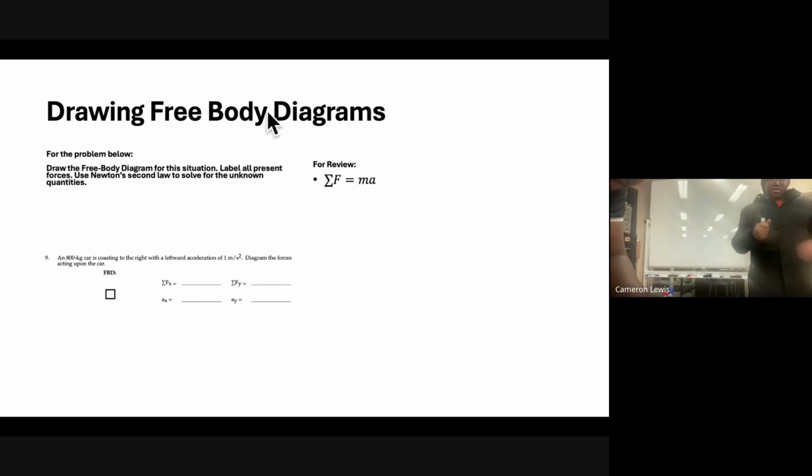All right, so let's talk you through this one. The first one was kind of like sledding. I try to keep doing the same problems, like sledding and cars. So this one's a car problem, right? We have a car that's 800 kilograms and is coasting to the right with a leftward acceleration of 1 meter per second squared. You want to draw the forces acting upon the car, and then we're going to solve for them. So we got a car and it's going to the right with a leftward acceleration.